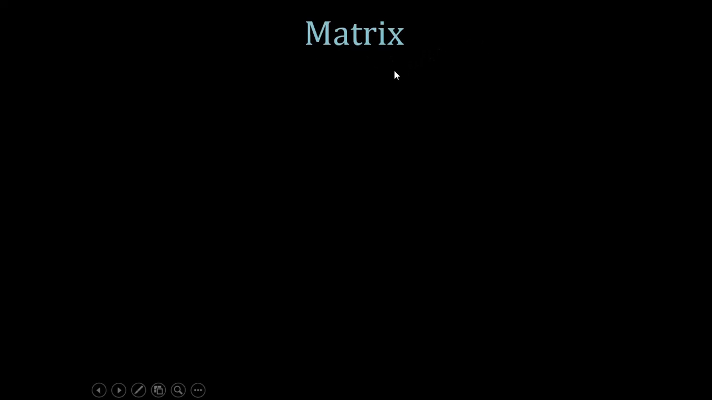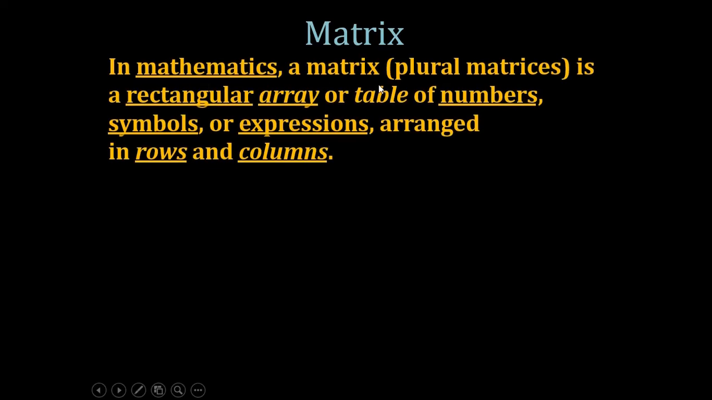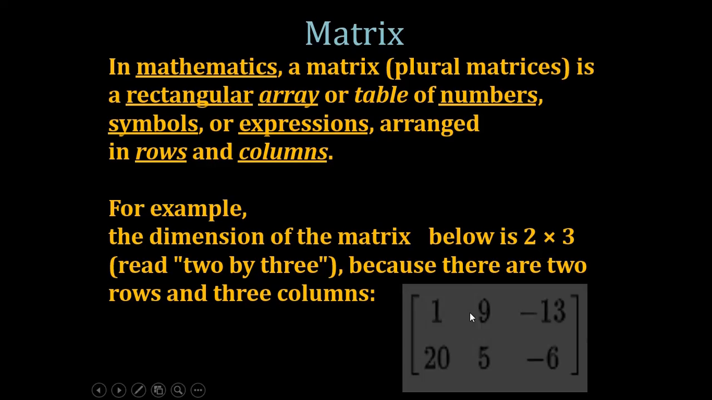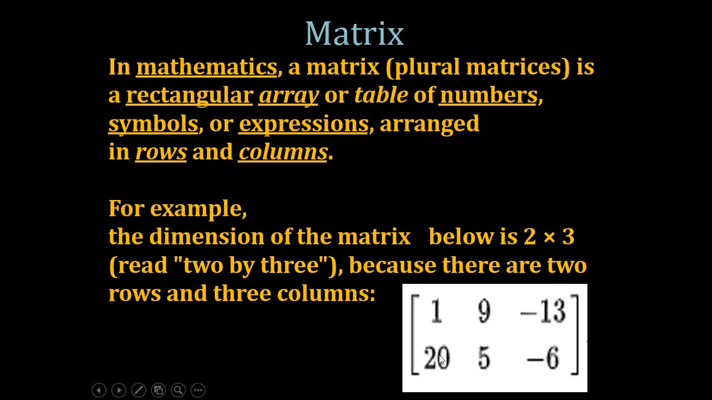First of all, what is a matrix? In mathematics, a matrix, or matrices in plural form, is a rectangular array or table of numbers, symbols, or expressions arranged in rows and columns. For example, if you take the dimension of a matrix as 2 by 3, it means there are 2 rows and 3 columns.